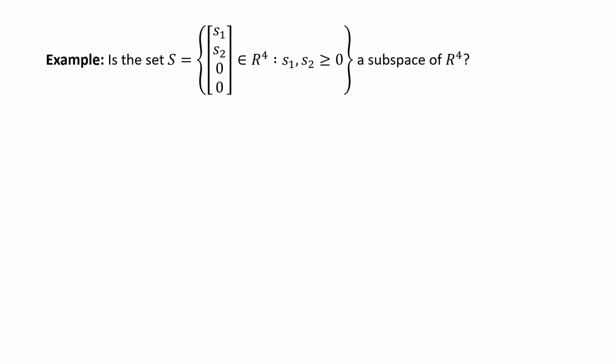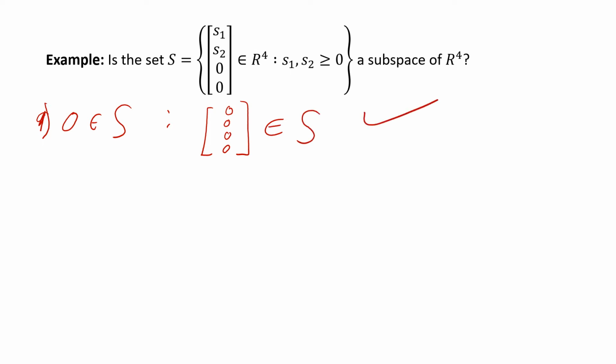What about this example? The set S1, S2, 0, 0 in R4, where S1 and S2 are positive. Is this a subspace? Well, let's look through the conditions. The first condition is, is 0 in S? Well, the vector 0, 0, 0, 0, that is in S. So yes, the zero vector is in there.